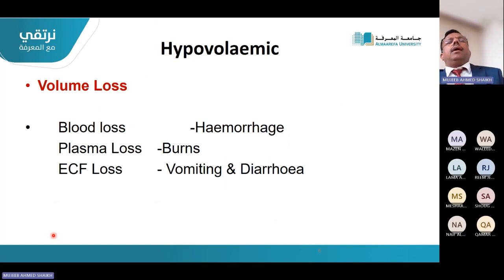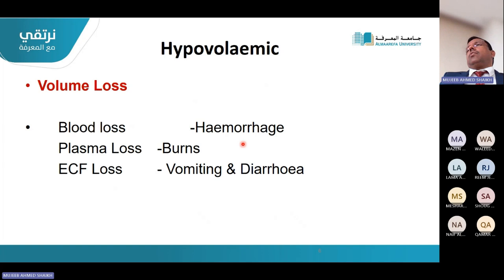Okay, why does hypovolemia occur? Hypovolemia occurs due to loss of blood, either in case of injury to the body during an accident, during surgery, or maybe rupture of pregnancy. This will lead to loss of blood. Or there can be no loss of blood, but loss of plasma. Loss of plasma usually occurs when the superficial area of the skin of the body is lost because of burning.